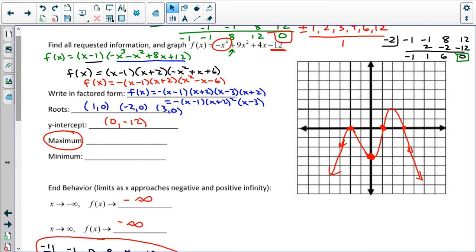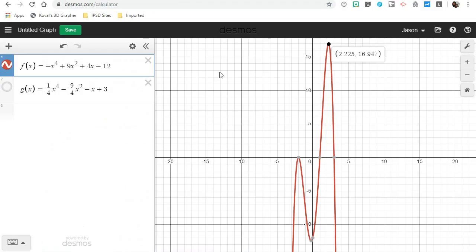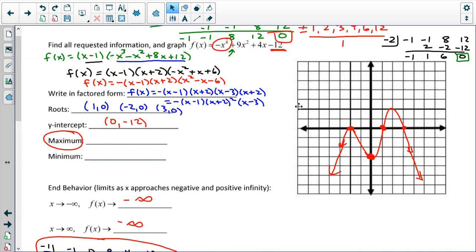So if I quickly look at the graph, I'm not going to use the TI just for time purposes, but if I quickly look at the graph and I see -x to the 4th plus 9x squared plus 4x minus 12, I see that my maximum is at 2.225, 16.947. So as I go back and I write that down, I have the maximum at 2.225, 16.947. And then there is no minimum.